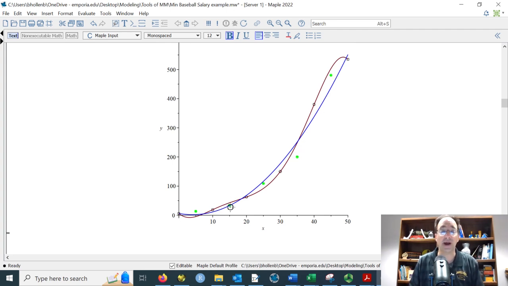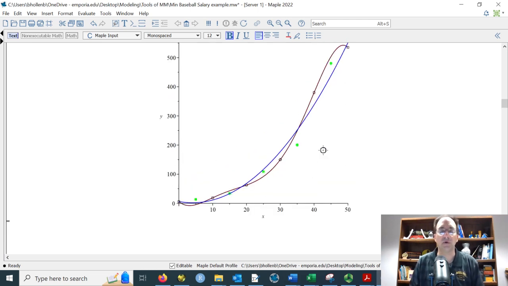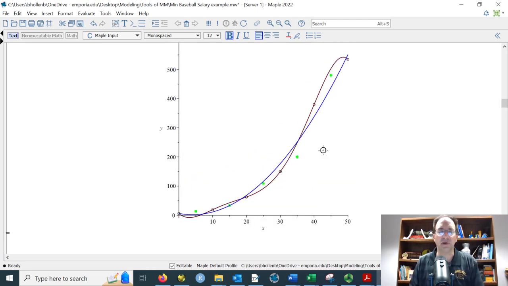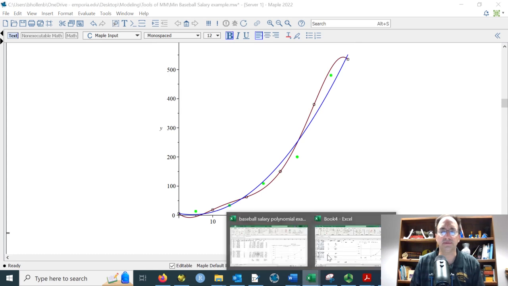Here's a point where the quadratic is actually better than the quintic, the fifth degree polynomial. And looks like the quadratic is probably a little better on a couple of other points as well. And then maybe the quintic is better on these last two. So that gives us a little bit of a feel for how Maple can help us analyze this sort of problem. Let's use another approach, and that's the sum of the squared error like we've done before. And for that, we can go to Excel.